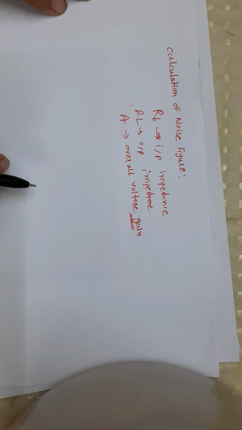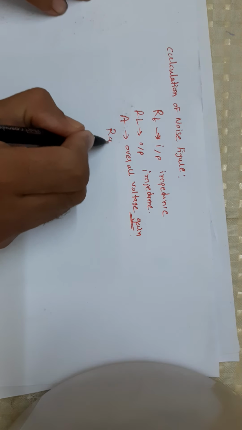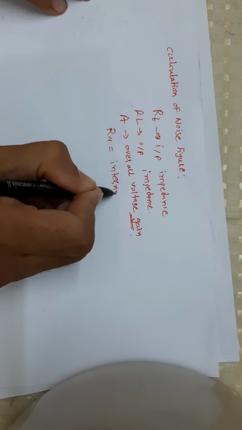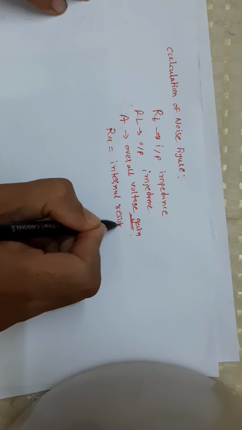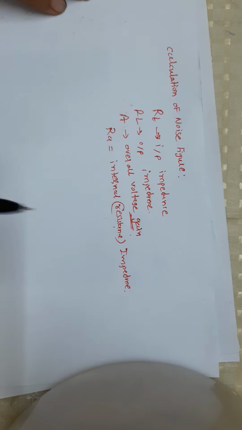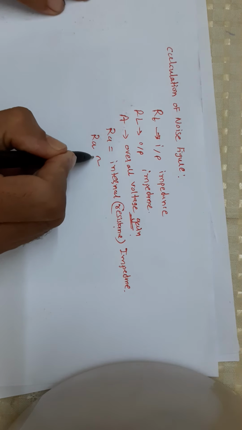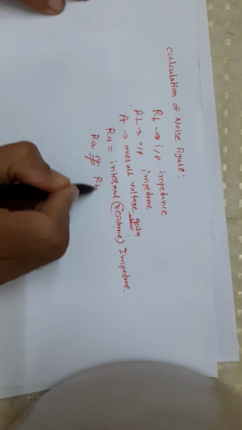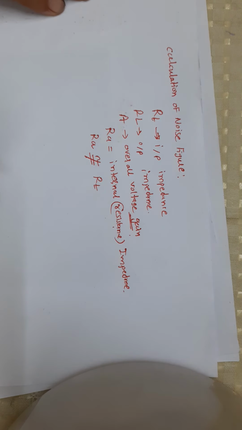It is fed from the source, so our source is our antenna of internal impedance RA. RA is our internal resistance, or we can say impedance, which may or may not be equal to RT. That means RA is not equal to RT.